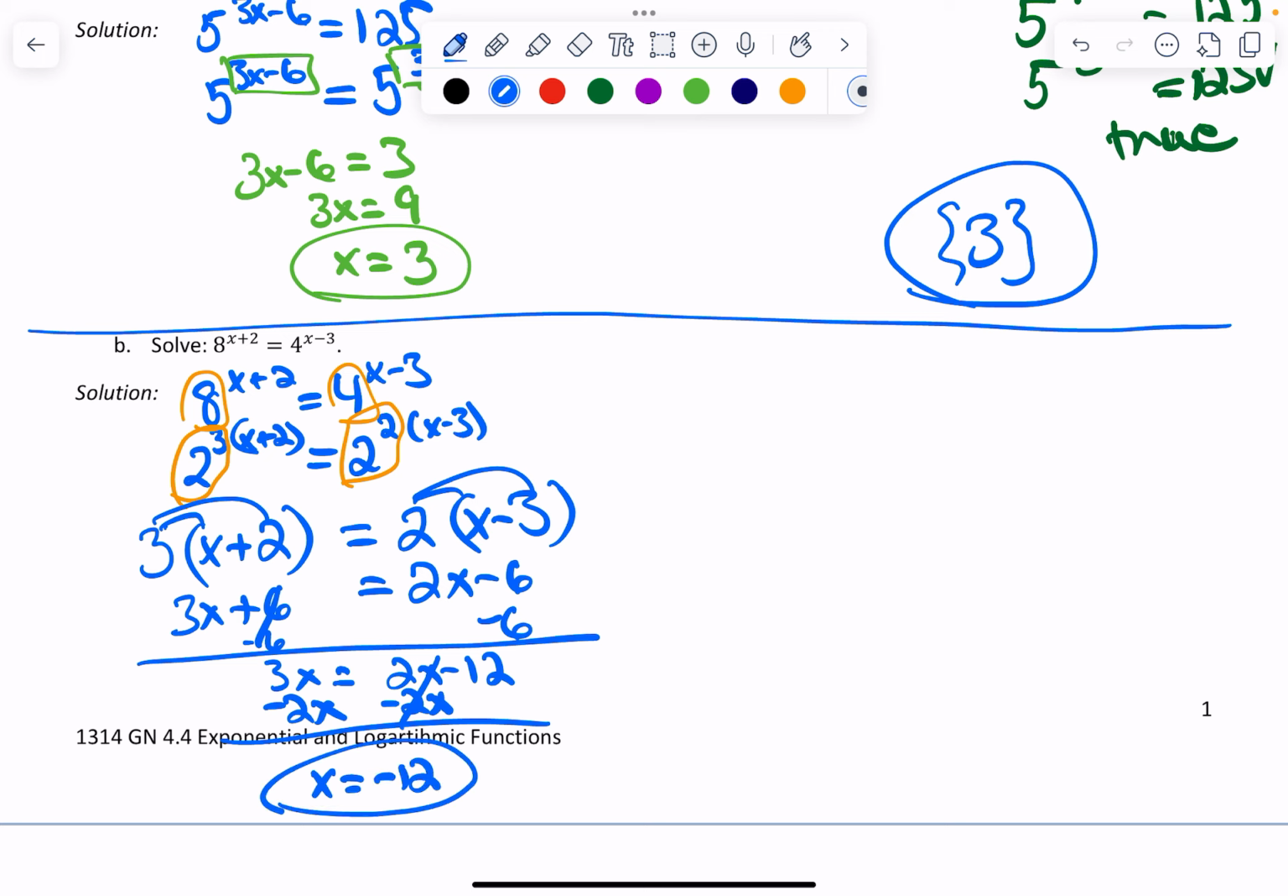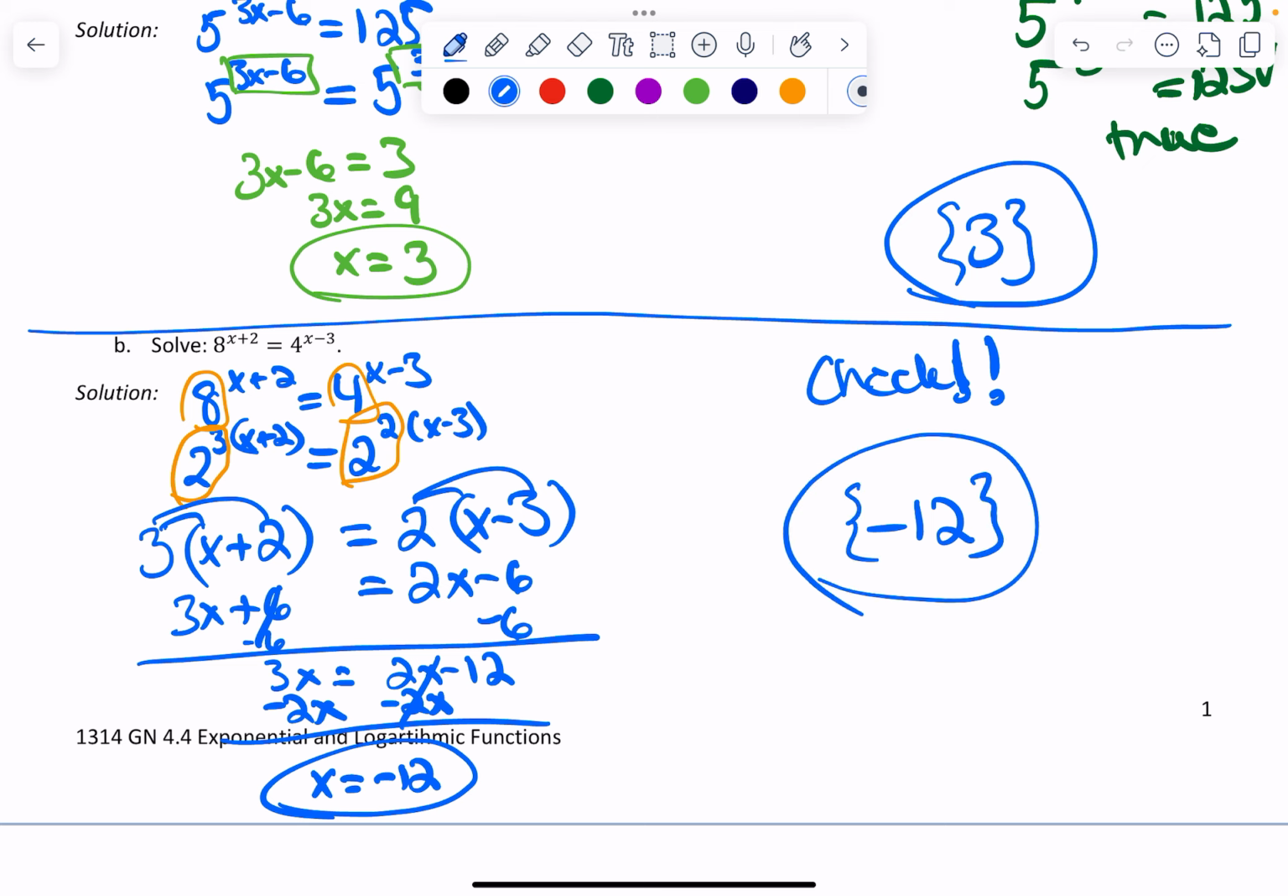And again, I'd recommend checking to make sure that it is correct. So our solution set is negative 12. Solution set is always inside parentheses.